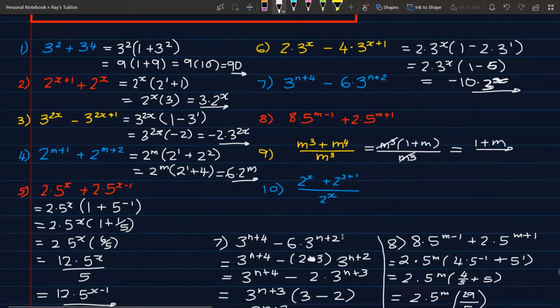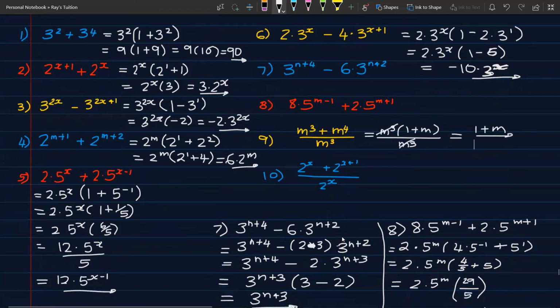Similarly, you can't cancel this 2x with the 2x. I know you really want to, but we have to factorize. So we take 2x out as a common factor between the two terms in the numerator, and we get 1 plus 2 to the power of 1 over 2 to the power of x. Then we can cancel, and that finally gives us the 1 plus 2.